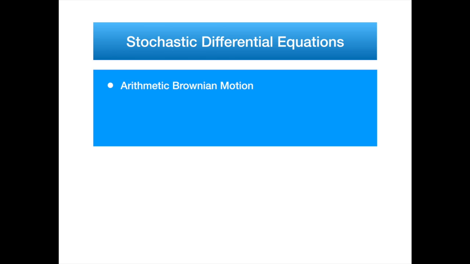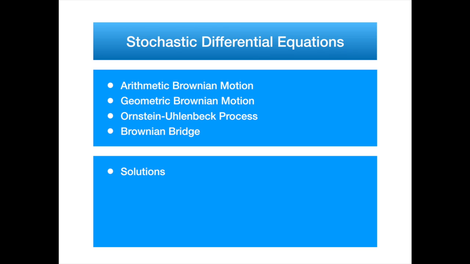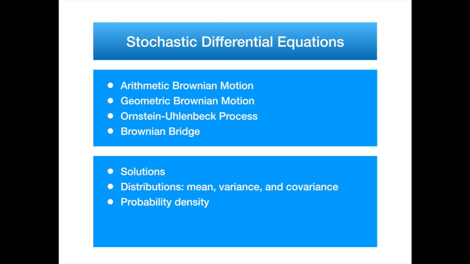In the next few presentations, we are going to solve and analyze some of the most widely encountered stochastic differential equations such as arithmetic Brownian motion, geometric Brownian motion, Ornstein-Uhlenbeck, and Brownian bridge. We will give step-by-step derivations of their solutions, and we will also cover their probability distributions, including mean, variance, and autocovariance. We will also cover the calibration of these stochastic processes using historical data. We will then show how to simulate these equations, and how to generate their probability distributions.